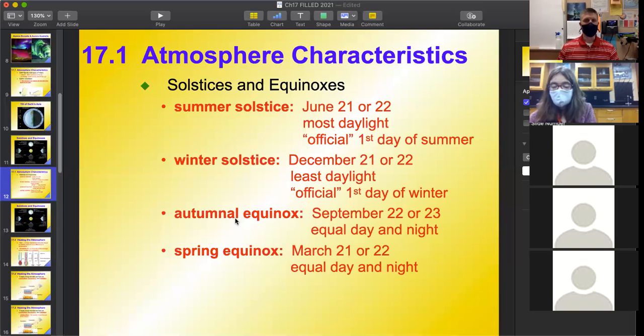On the autumnal equinox and the spring equinox, if you're at the right latitude, you can have 12 hours of daylight and 12 hours of darkness. We're not there, but places on Earth do have that.